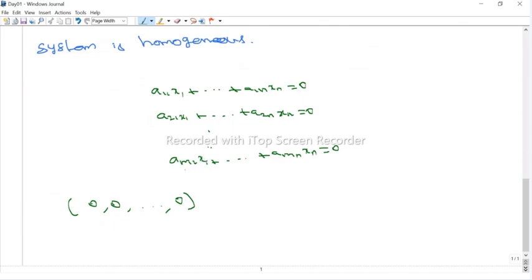So if you take the homogeneous equation, this 0, 0, 0 is a solution, called the trivial solution of the given homogeneous system. But our aim is to find the non-trivial solution. Non-trivial solution means at least one of the x values should be non-zero. We are interested in finding the non-trivial solution of the homogeneous or non-homogeneous system. We are not interested in the trivial solution.